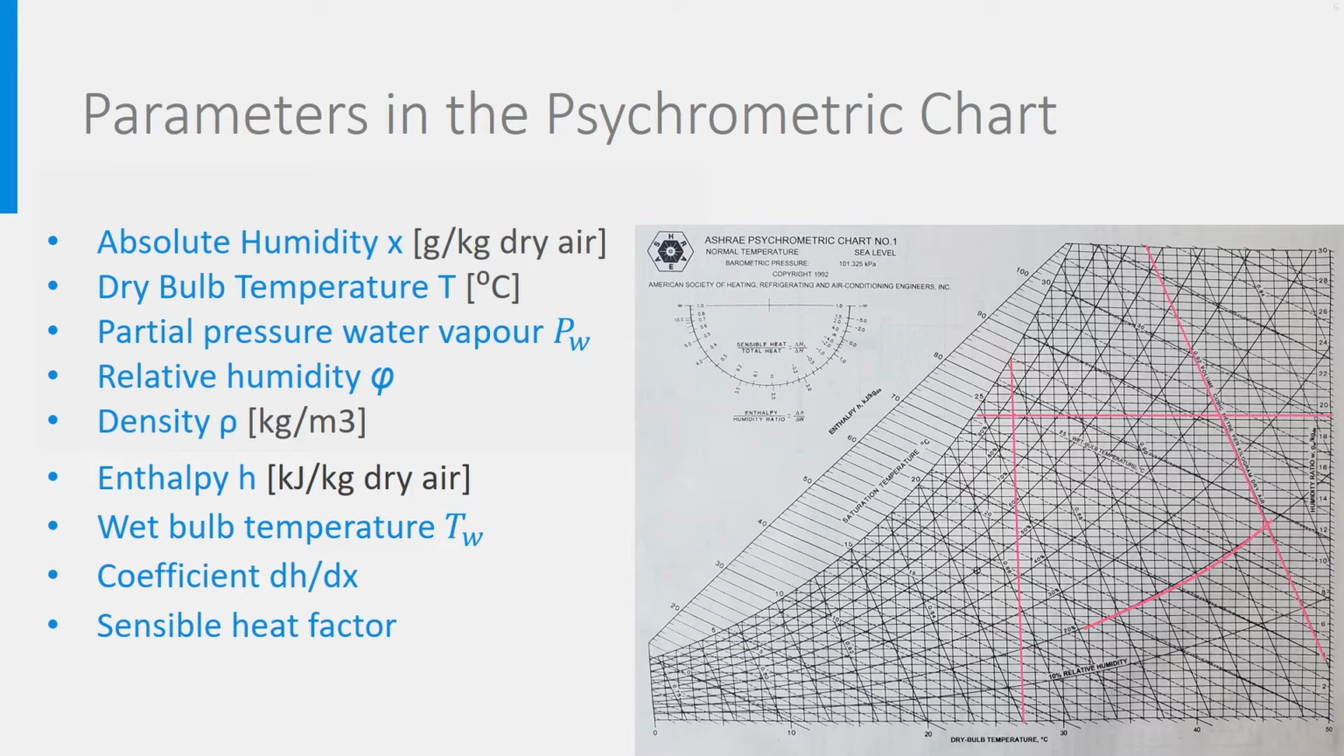The enthalpy is shown here and has its own diagonal axis. The wet bulb temperature is there, and the coefficient dH over dx is now to be found on a special graphic here above, while the sensible heat factor is plotted just above.